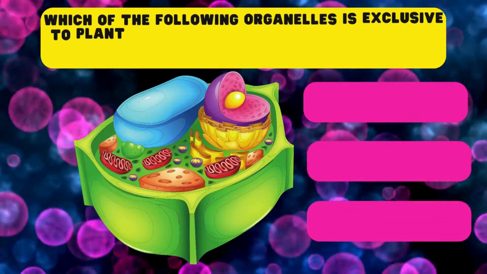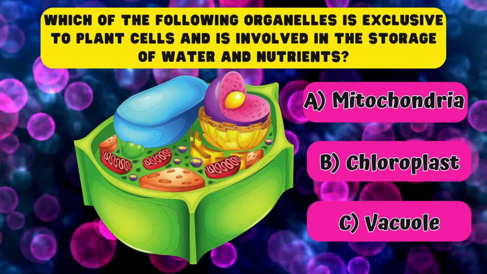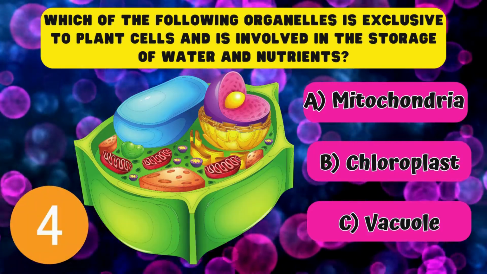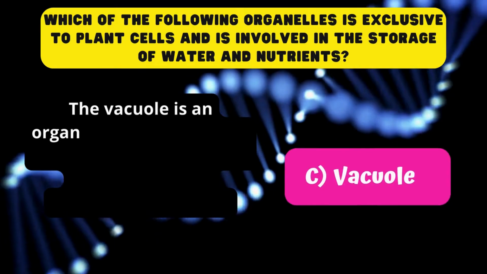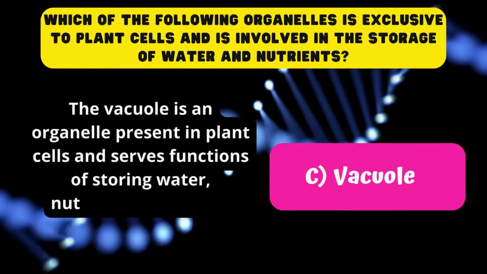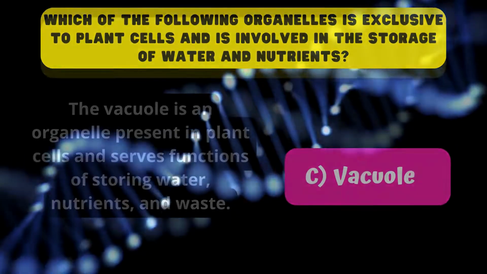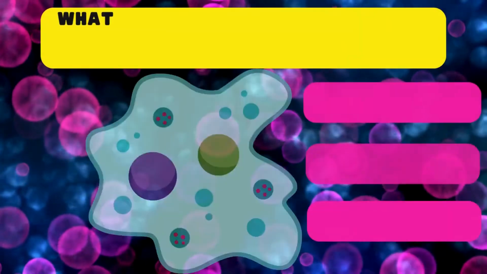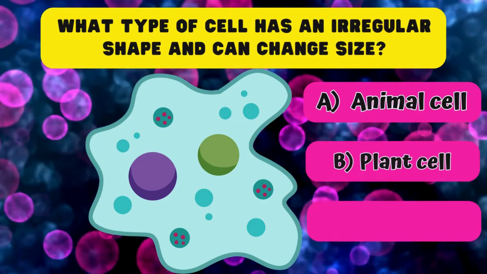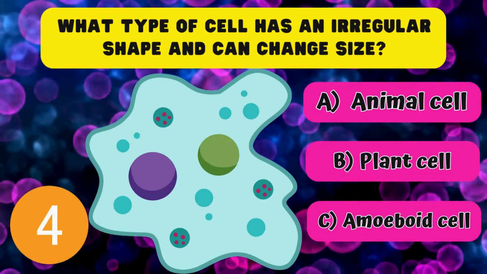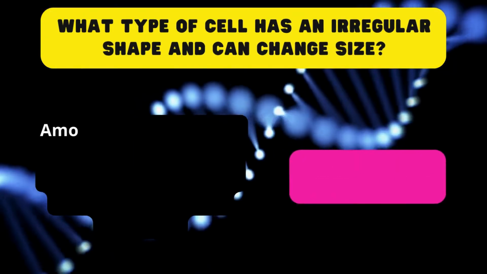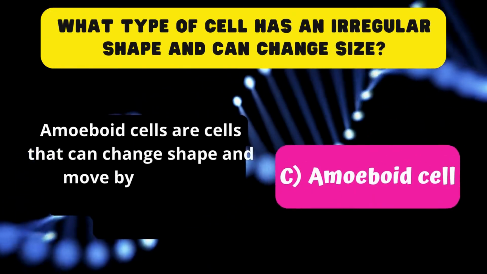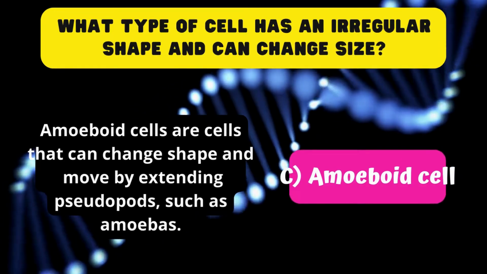Which of the following organelles is exclusive to plant cells and is involved in the storage of water and nutrients? The vacuole is an organelle present in plant cells and serves functions of storing water, nutrients, and waste. What type of cell has an irregular shape and can change size? Amoeboid cells are cells that can change shape and move by extending pseudopods, such as amoebas.